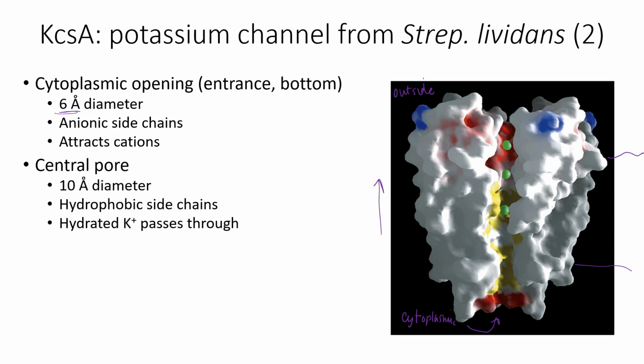Then as the potassium starts to travel up, it goes past the cytoplasmic opening, and we eventually end up in this central pore. The central pore is a little bit larger. It's 10 angstroms in diameter, and it contains these hydrophobic side chains that we can see in this diagram in yellow.